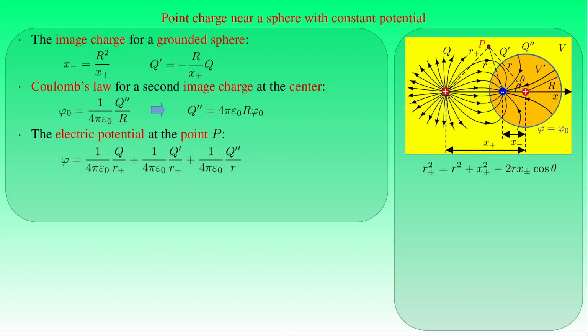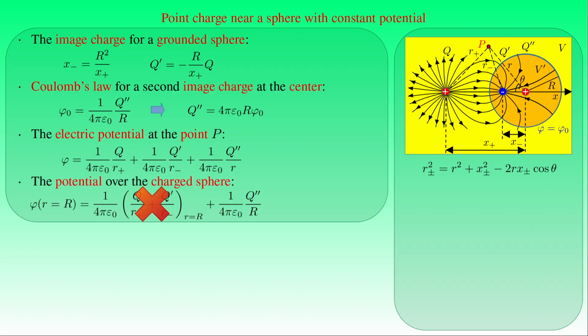The image charge q prime and the image charge q double prime can be written as 1 over 4 pi times epsilon naught, times q over R sub plus, 1 over 4 pi times epsilon naught, times q prime over R sub minus, plus 1 over 4 pi times epsilon naught, times q double prime over R. The square of the distance R sub plus or minus is equal to the square of the distance R, plus x sub plus or minus squared, minus 2 times R times x sub plus or minus times cosine theta. Since the first two terms of the potential vanish over the sphere for the expressions for x sub minus and q prime shown here, the potential over the sphere is equal to phi naught, as expected.